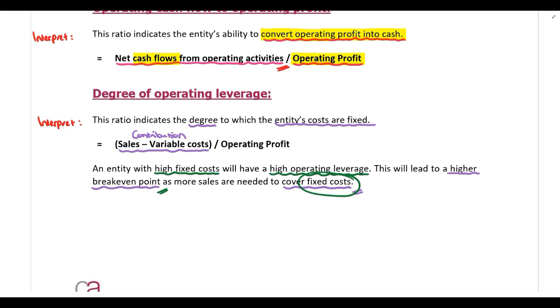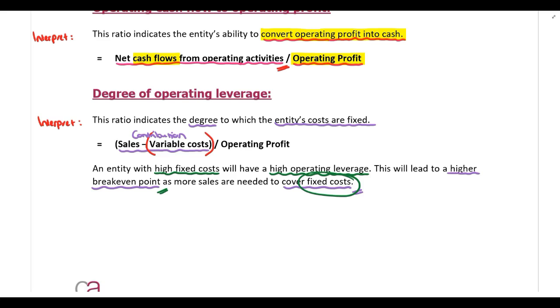All right, now once again, guys, we can't perform this calculation for our lecture example because we don't know what portion of the costs are fixed costs and what portion of the costs are variable costs. We've been given total cost of sales, we've been given total operating expenses. We don't know what portion is fixed and what portion is variable. So we can't perform this calculation for our example. However, if you can perform this calculation, you should perform this calculation under the heading profitability.